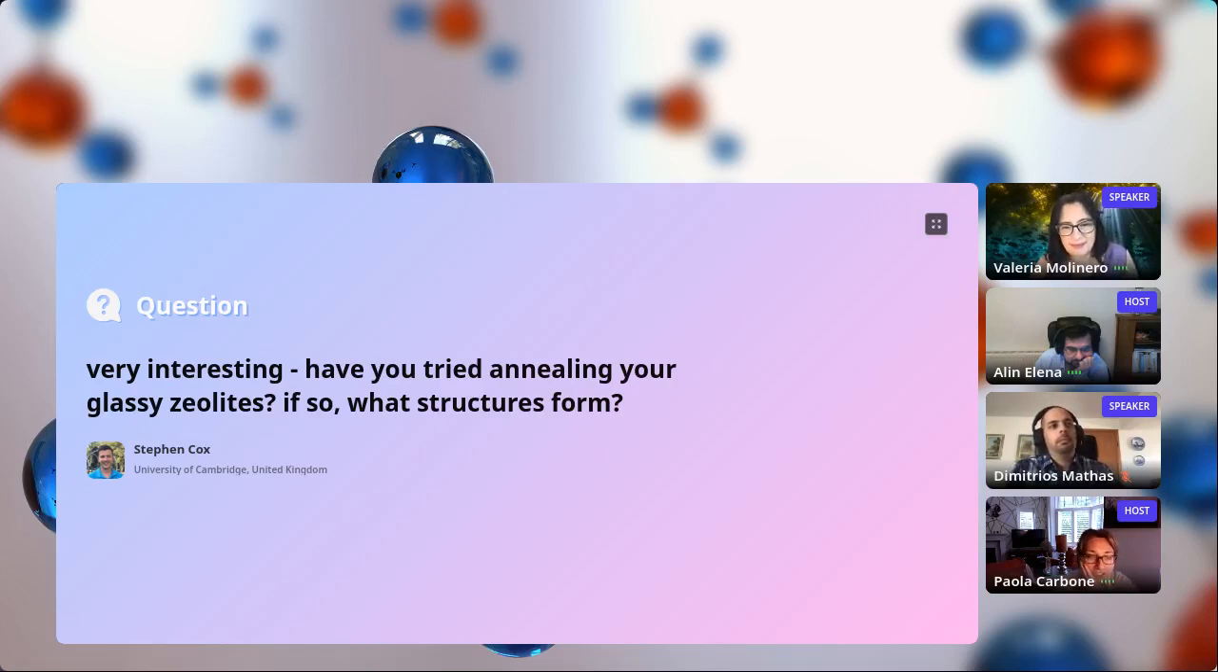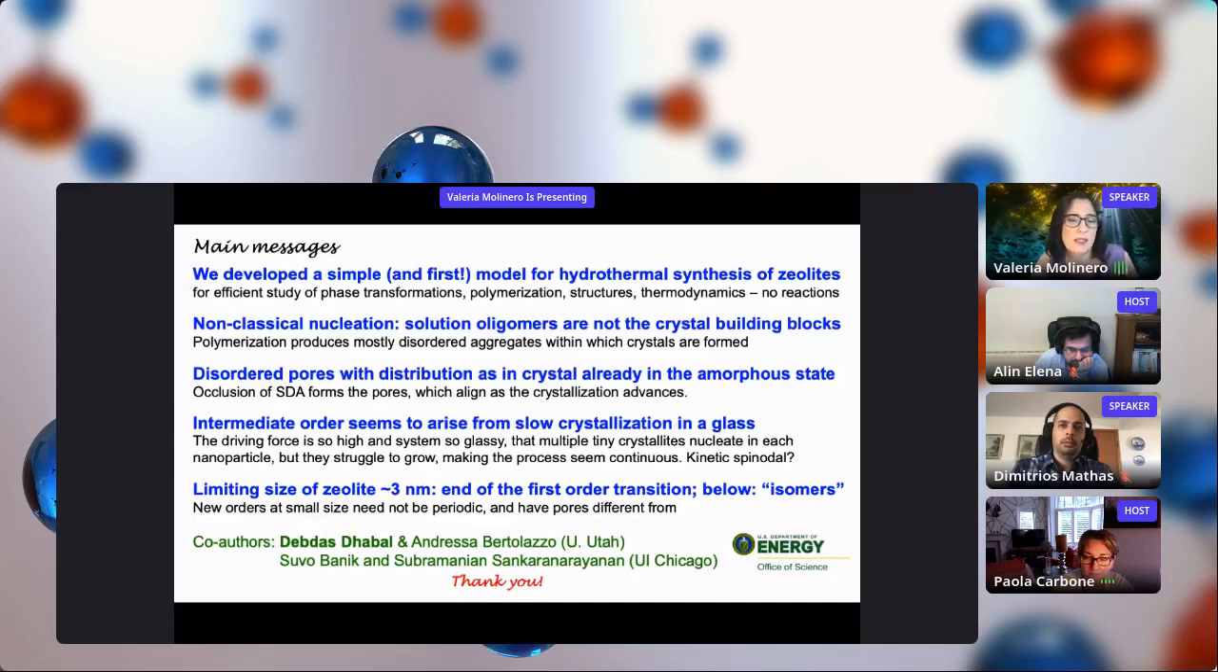Have you tried annealing your glassy zeolites? If so, what structures do they form? Yes, we do, and they form zeolites. The ones that we find are glassy, like the 6 nanometers and even 4 or 5 nanometers, go back to zeolites. The only regime where we see that the zeolites go to something else is when you go to very small sizes.